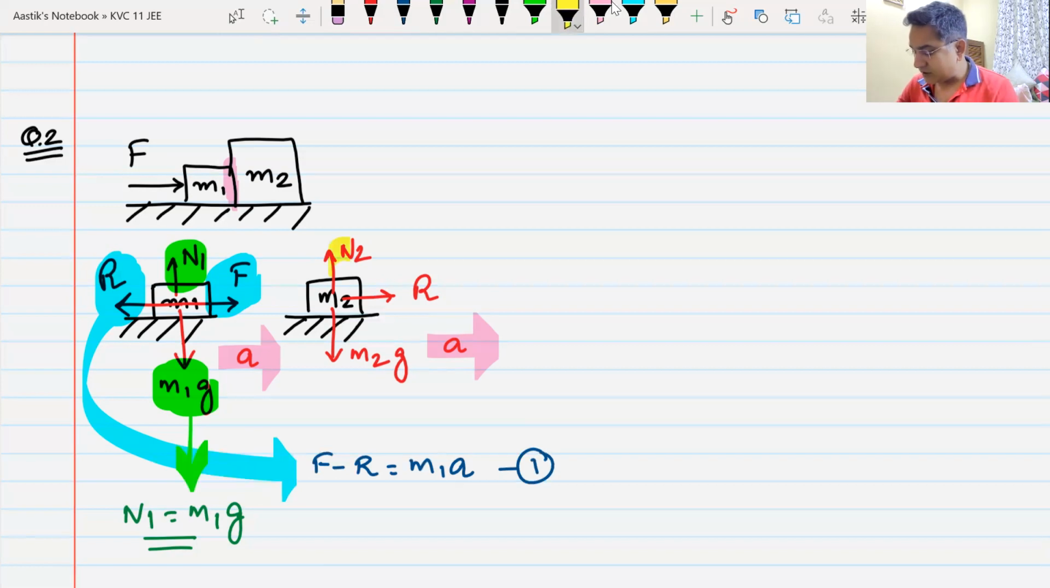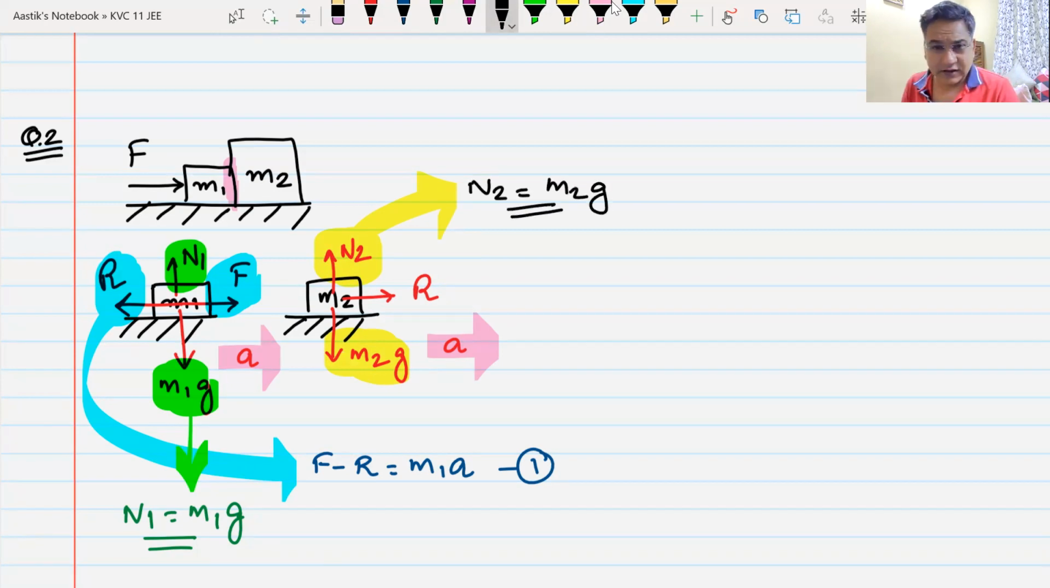Let me now move on to this yellow equation. This block is also not going to move like this. I can write the yellow equation. What will be the yellow equation? N2 is equal to M2G. So we don't need it here, but after some time we would be needing it. Then we will see. Anyway, let us now come to the equation which matters.